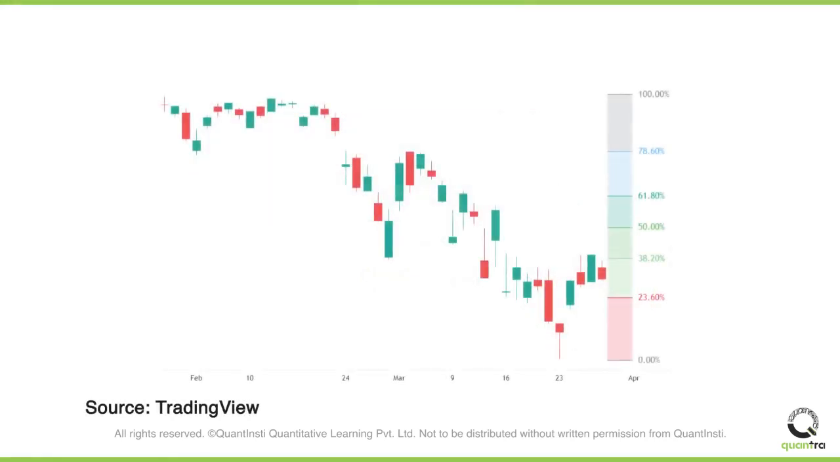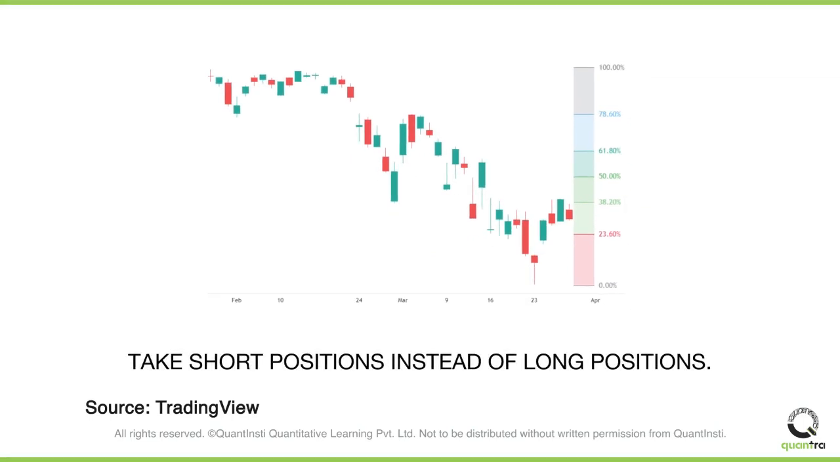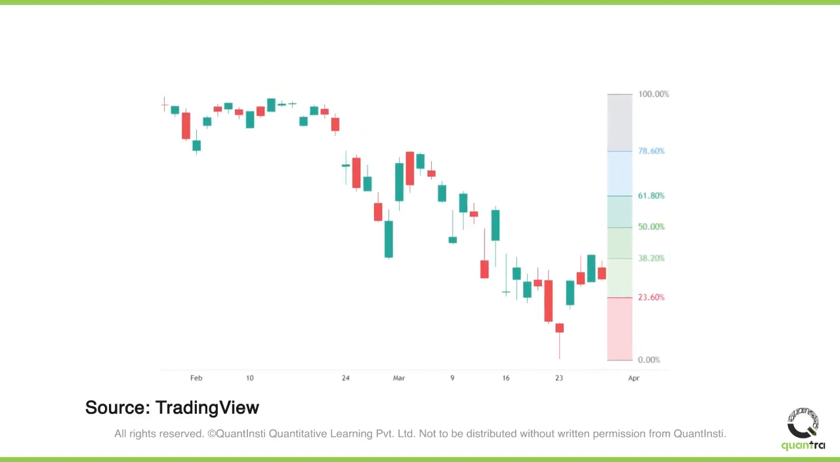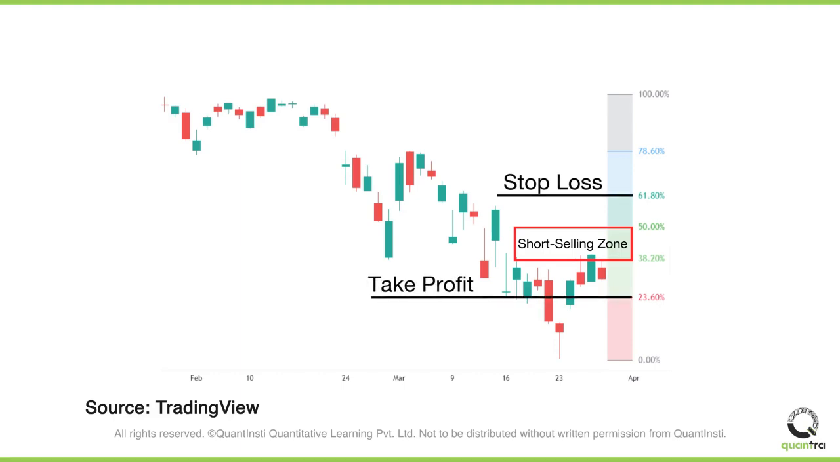We would be trading in a very similar manner as we did in the long Fibonacci strategy. However, the key difference lies in the fact that here we would be taking short positions instead of long positions. So once again, the levels for the entry zone remain the exact same. That is, we wait for prices to close inside the 38.2% to 50% zone. Once we have a close within this zone, you can initiate a short selling position. The stop loss can be placed above the entry level and take profit anywhere below the entry level. For example, once again we can use the 61.8% level as our stop loss and the 23.6% level as our take profit.